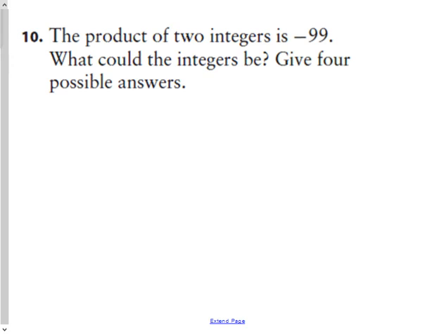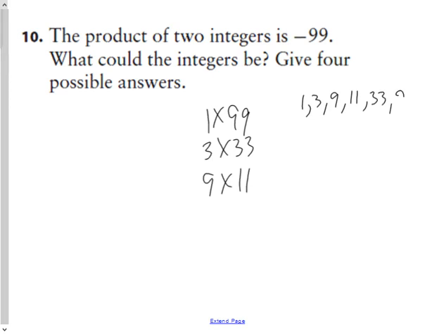Question 10 says the product of 2 integers is negative 99. What could the integers be? For this one, what you really want to know is, what are all of the different ways I can multiply to get 99? Or what are the factors of 99? So 1 times 99 is one way. I could also go 3 times 33, or 9 times 11. All of the whole numbers that are divisible into 99 are these. Those are the factors.